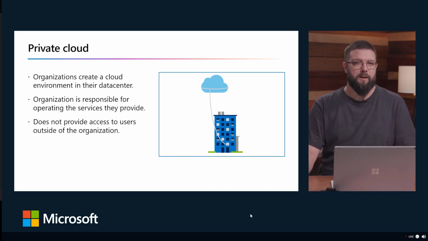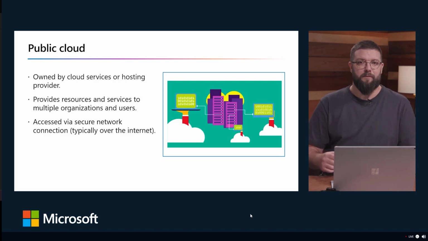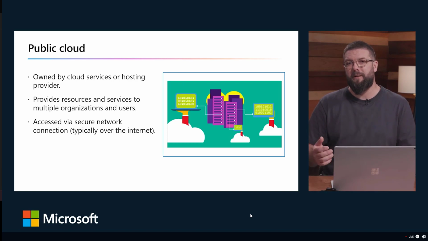Now, if we talk about public cloud, something like Azure, a public cloud is built, controlled, and maintained completely by a third-party cloud provider. So with a public cloud, anyone that wants to purchase cloud services can access and use resources. And the general public availability is a key difference between public and private clouds. So a public cloud is something that's owned by a cloud service provider or a hosting provider, and it provides resources and services to multiple organizations and users, and is primarily accessed over a secure network, which is typically the internet.